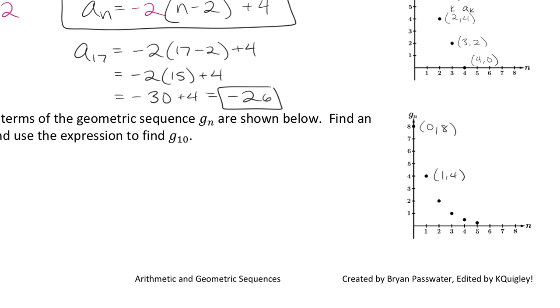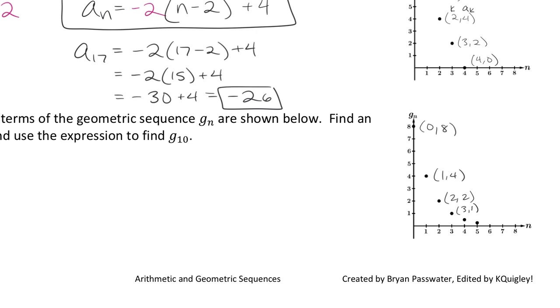Okay, and then what's the next one? 1 and 4. Yes. Oh, 2 and 2. And then 3 and 1, and then 4 and 1. 5 and 1. Wait, which one do you want? It's 4 and a half. Nice. It's getting really small and my handwriting is not that good.